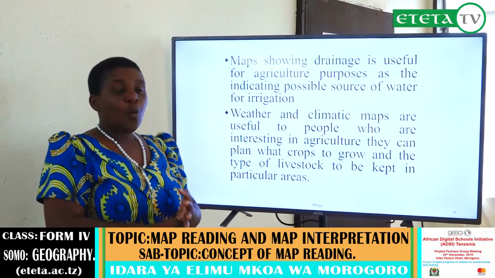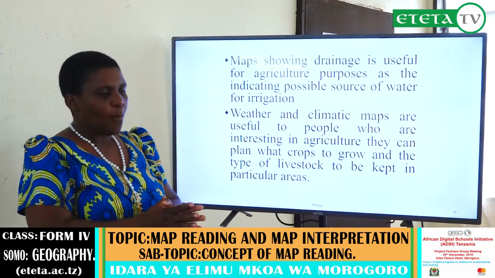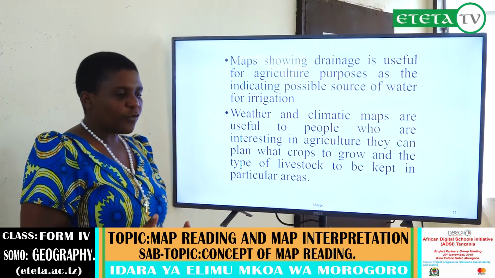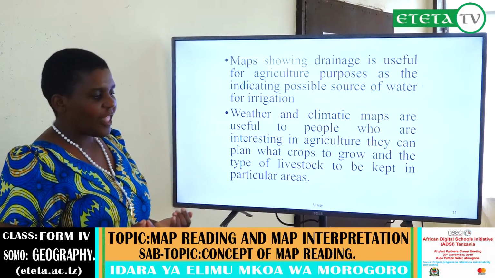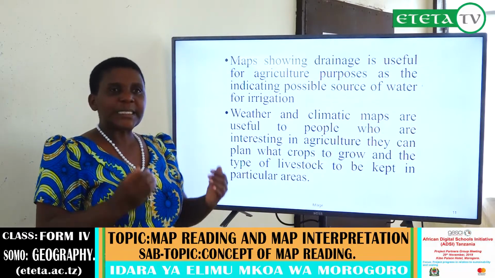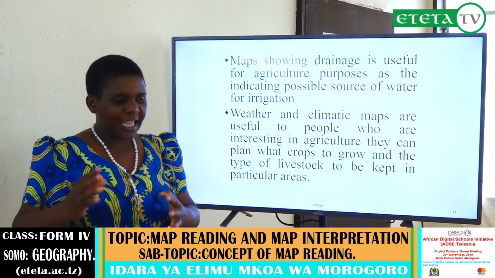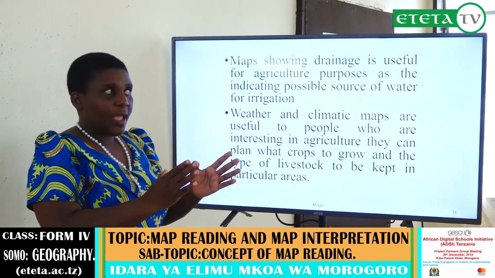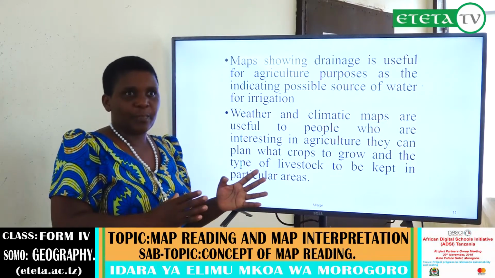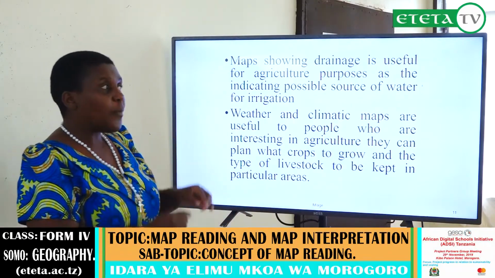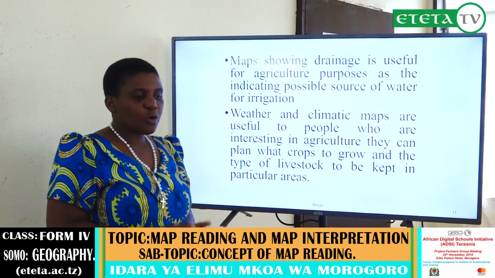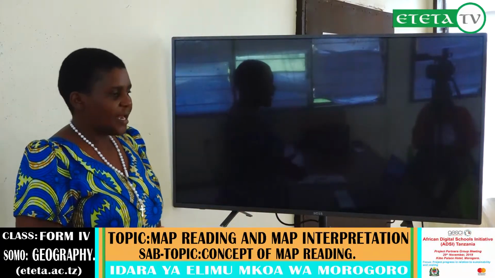But also, weather and climatic maps are useful to those who are interested in agriculture, as they can plan what type of crop to be grown in a certain area, which type of crops and at what time the crops are to be planted in that area, but also which type of livestock keeping should take place in that area.